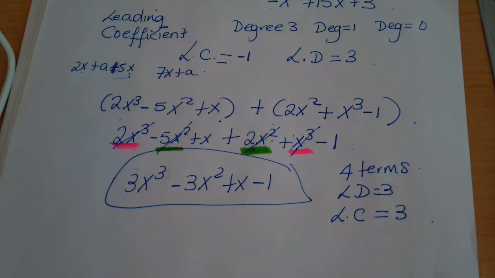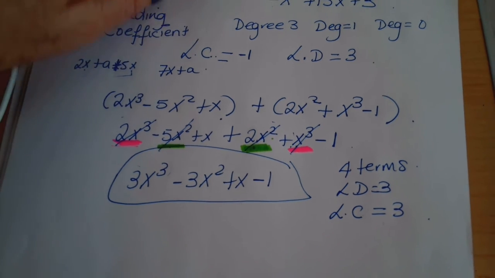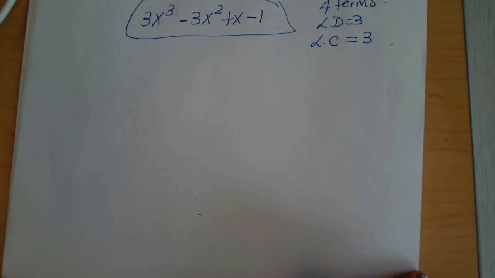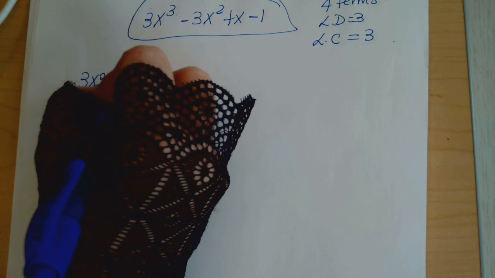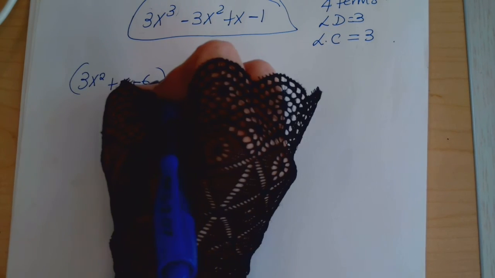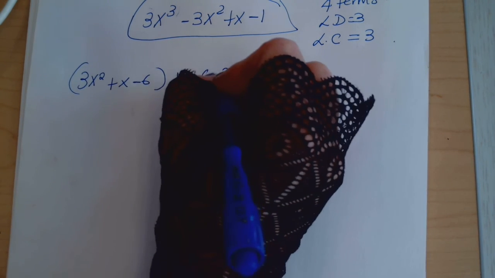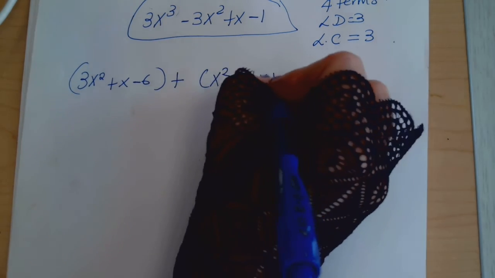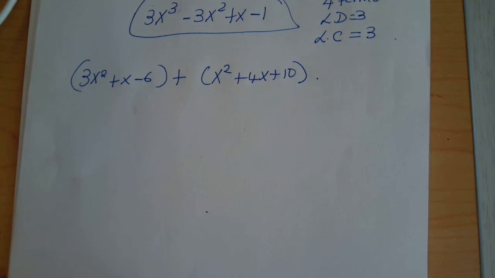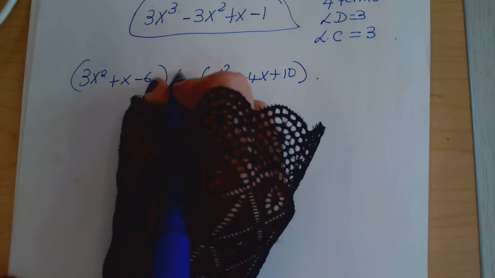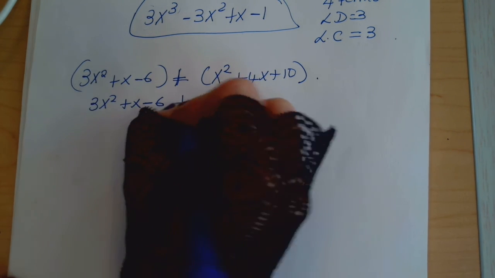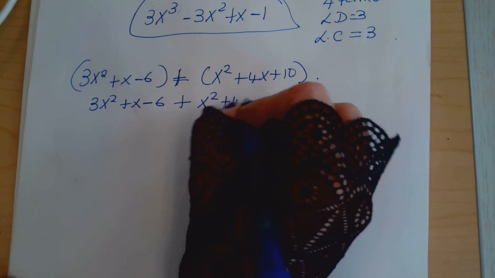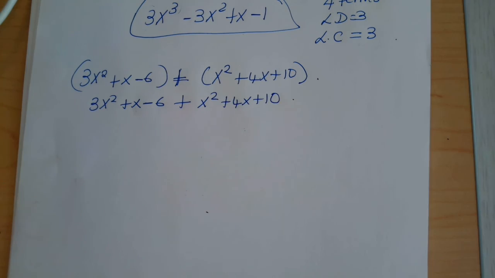So let's try another addition. Move this up here a little bit. So let's try this one. 3x squared plus x minus 6, so it's a trinomial, plus x squared plus 4x plus 10. Okay, so again, it's got a plus in between. I'm going to rewrite it like this. Plus x squared plus 4x plus 10.